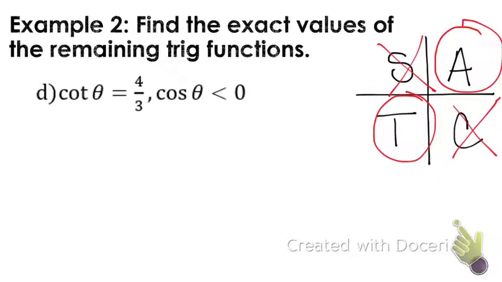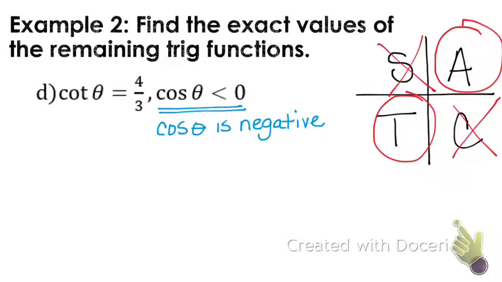So that helped me knock out 2 and 4. The second thing it says is that the cosine is less than 0. Well, numbers that are less than 0 are negative. So what this is saying is that the cosine of theta is negative. That's the 2 clues it gave me. In other words, figure out what quadrant has a tangent that is positive and a cosine that is negative. So which one would that be?